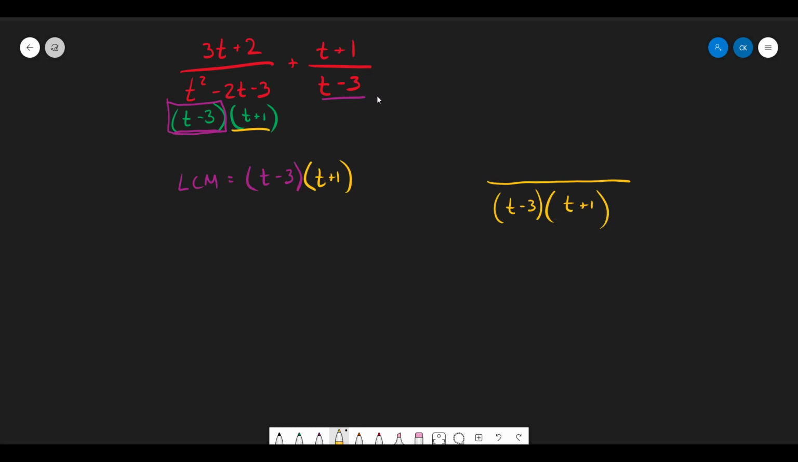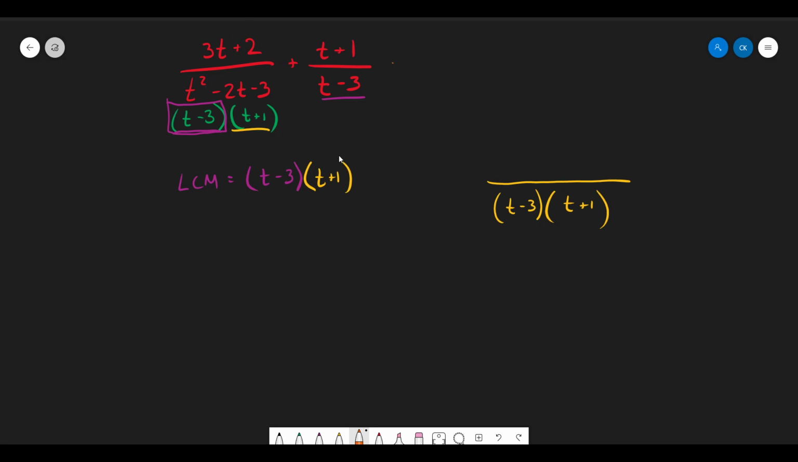But the problem is, both of my denominators are not this, right? The first one actually is this LCM here, but the second one is not. So my second step is I have to rewrite each rational expression with this common denominator. So this is what I have to do. I look at my LCM and I say, okay, with this LCM here, with this denominator, what's missing? Now, in this case, nothing is. T minus 3, t plus 1, t minus 3, t plus 1. They're exactly the same. So this first fraction will not change.